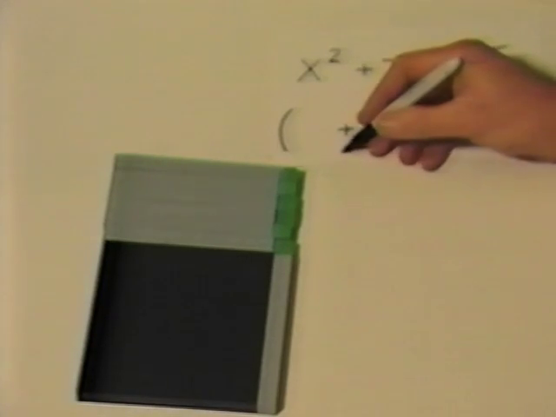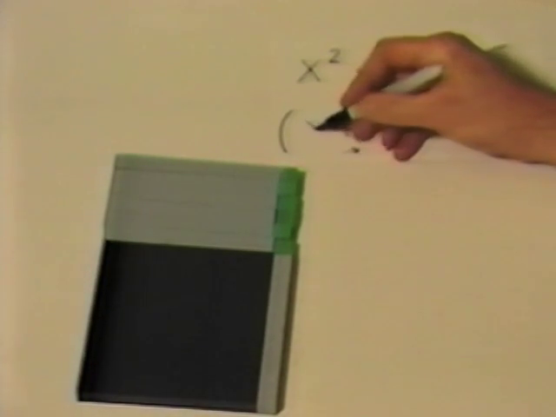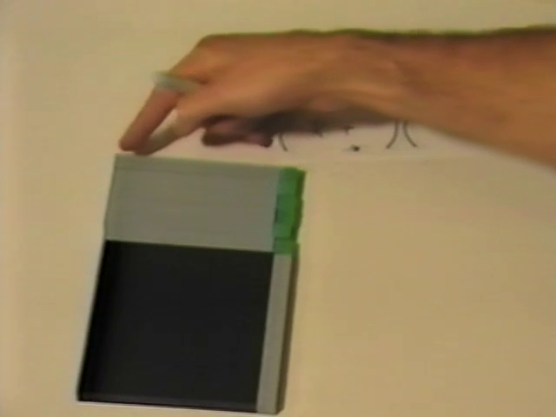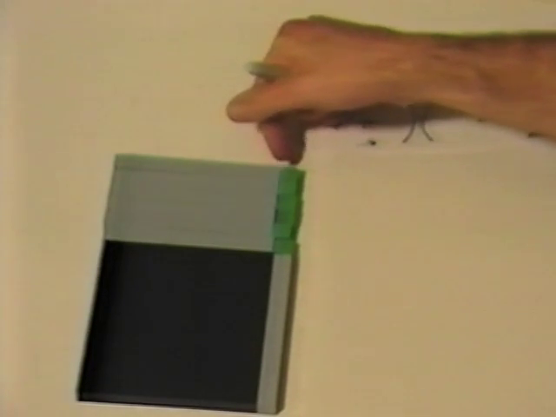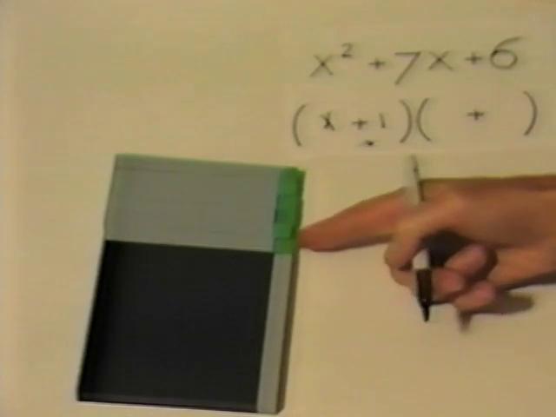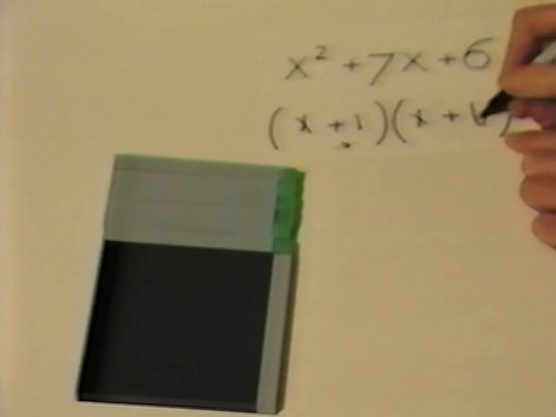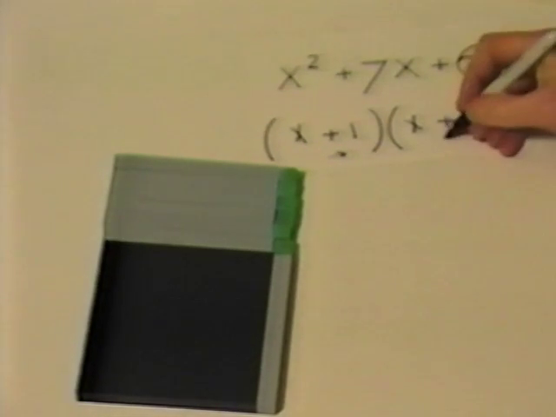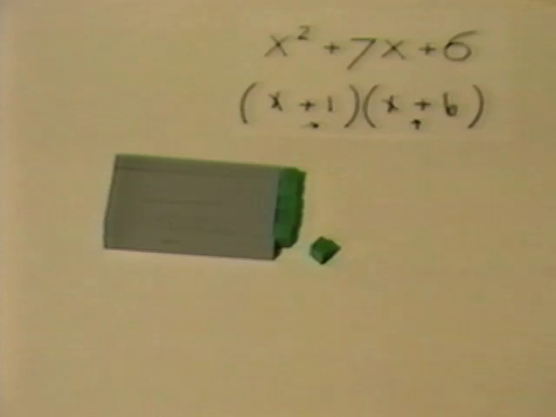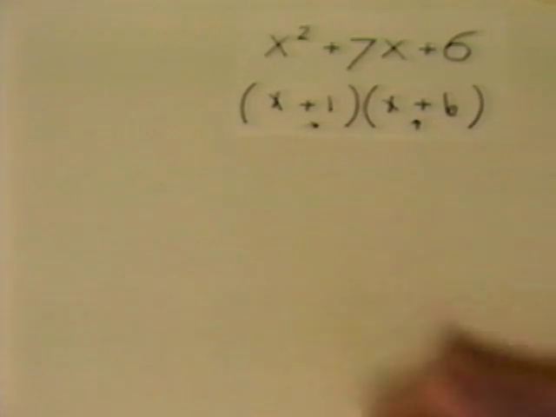Our distance over is x plus 1. Our distance up is what? X plus 1, 2, 3, 4, 5, 6. X plus 6. Okay. That seems to be very easy. Let's try another amount. Let's see if we have really got it down.